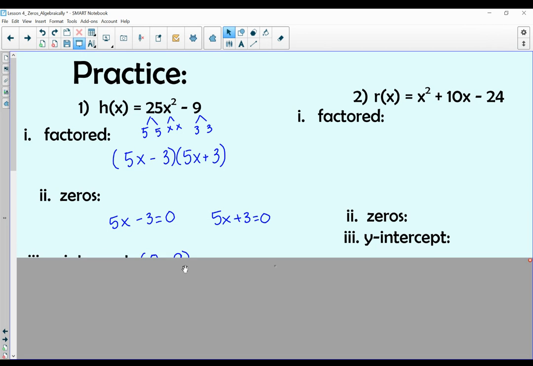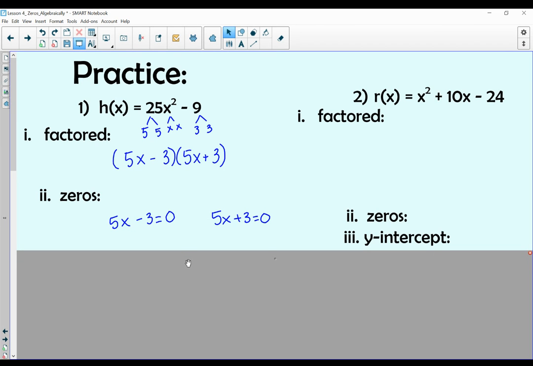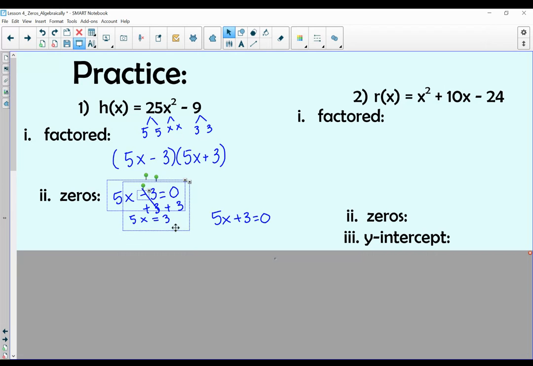So I set each of these equal to 0, and I'm going to add 3 to both sides here, and I'm going to get 5x equals positive 3. In order to get 5 away from the x, I have to divide by 5 on both sides because it is currently being multiplied. And division is the inverse or opposite operation of multiplication. So I get x equals 3/5.